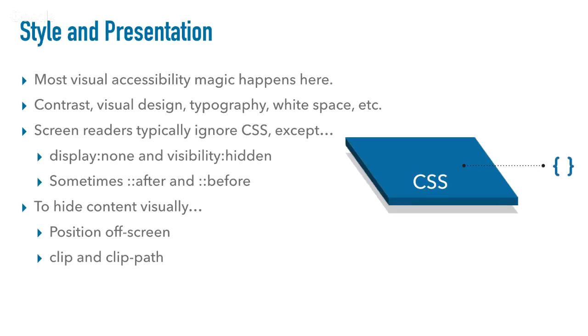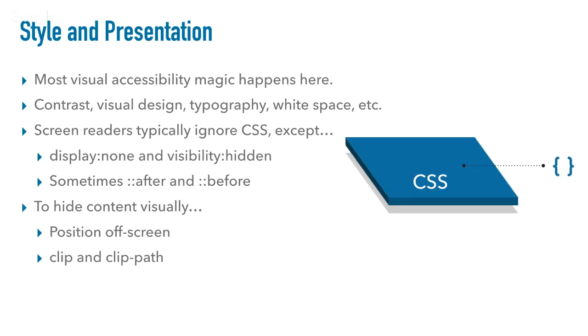We can add on to that CSS for style and presentation. Most of the visual accessibility magic happens here. We sometimes overlook this. We maybe underestimate the importance and significance of visual design and visual accessibility. We focus a lot on the code, and for good reason. It certainly has an impact, but good design, typography, white space, good contrast, use of visuals are so important to usability and accessibility. But they do and can have an interaction with assistive technologies such as screen readers.